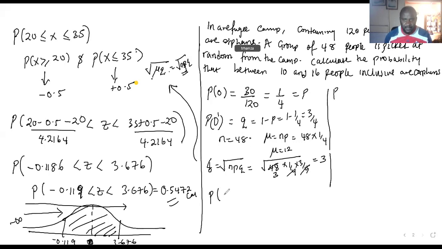So probability of (10 − 0.5 − 12) out of 3 is less than Z less than (16 + 0.5 − 12) out of 3. The answer is 3 or 9, and it is root of 9. Yeah, thank you. Okay. Someone give me the answers here.